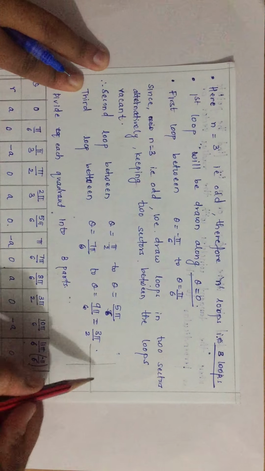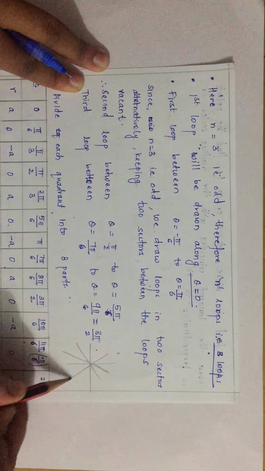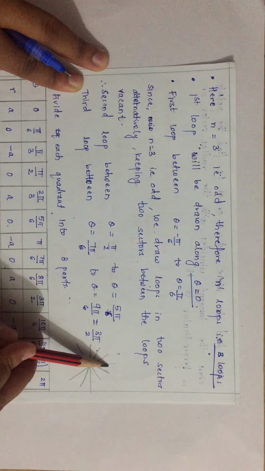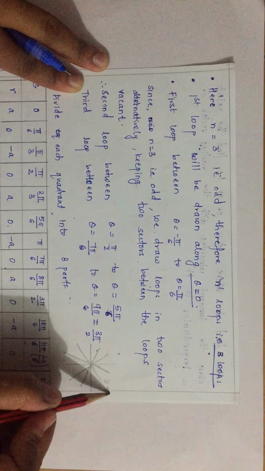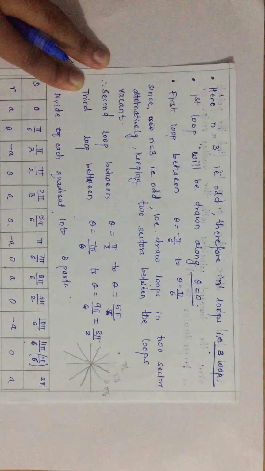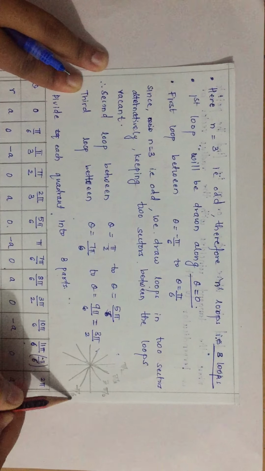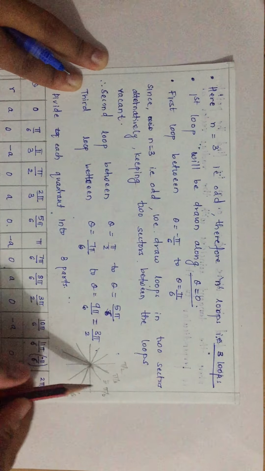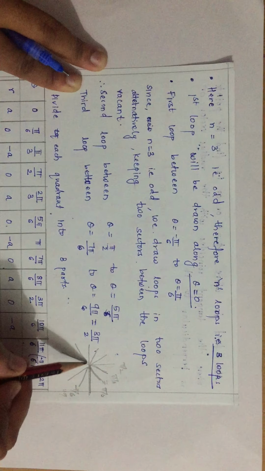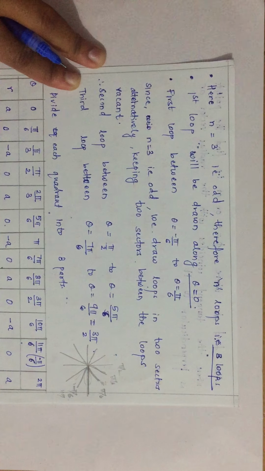Into how many parts do we have to divide? Into 3 parts, n equal to 3. Each quadrant will be divided into 3 parts. This is pi by 6, this is pi by 3, pi by 2 and so on, and down to minus pi by 6, or you can say 11 pi by 6. Obviously theta equal to 0 lies between theta equal to pi by 6 and minus pi by 6, which means the first loop will be drawn between these two angles.